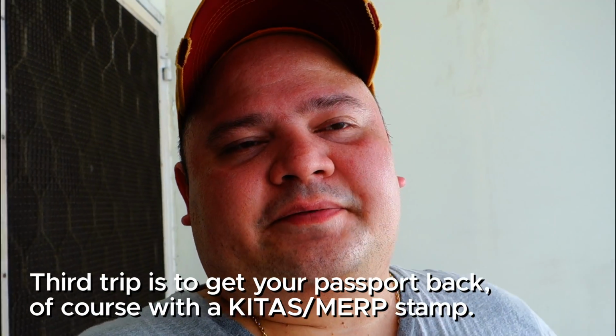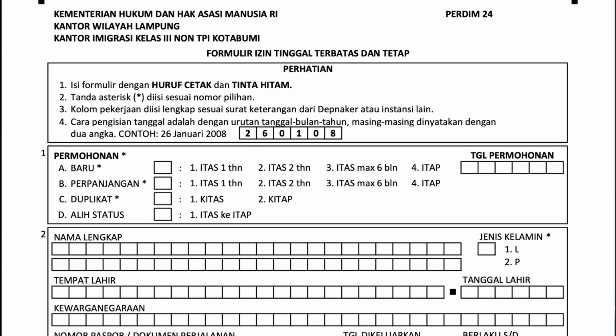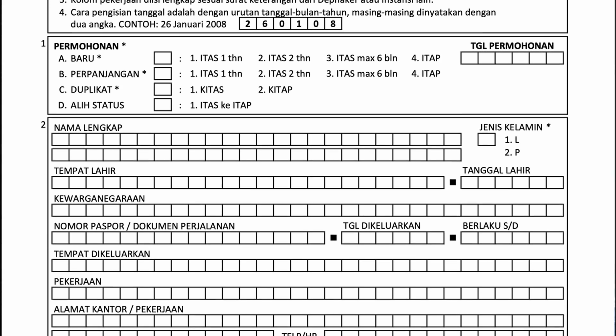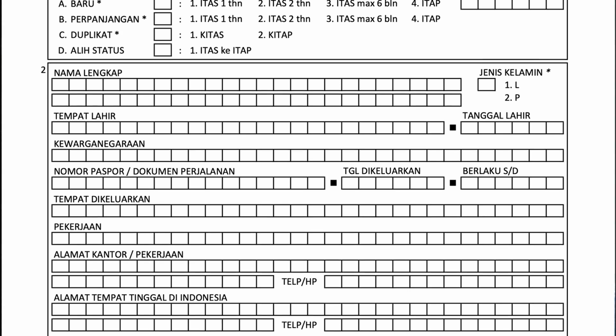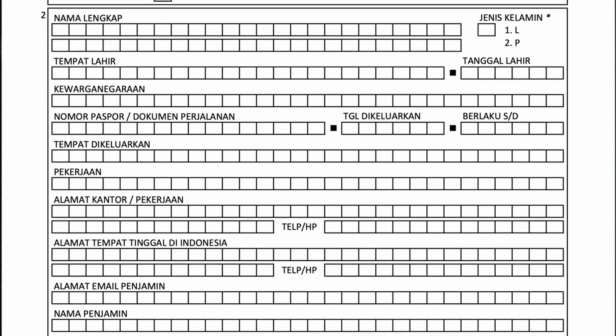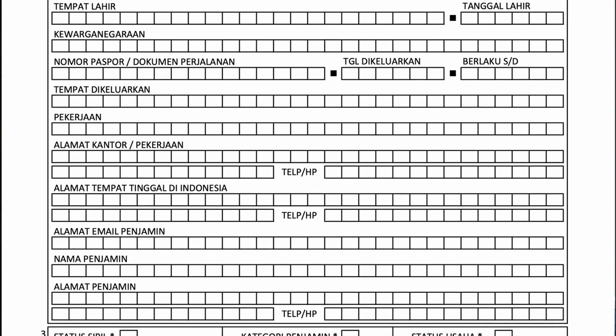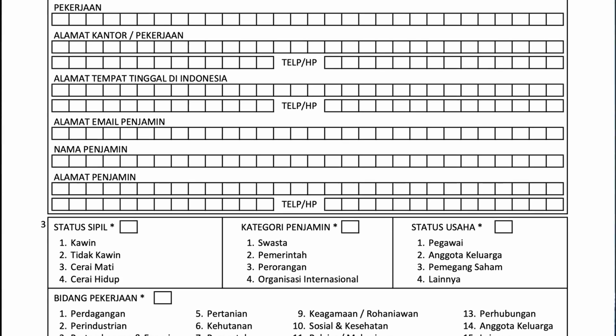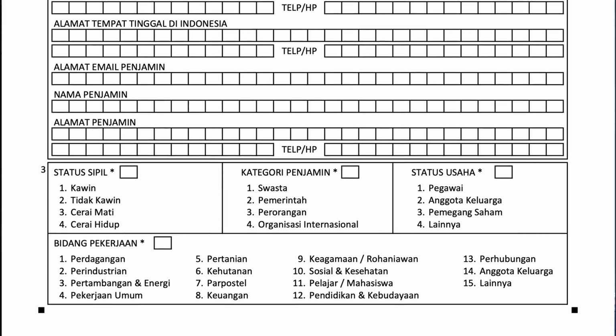So that's basically it. Once you have all your papers, then you go to the immigration office. Once there, you need to fill out form 24. It basically states that you want to create a new KITAS. I will show an example of the form. It's just an example because every office is different, but what you need to fill in is all the same.